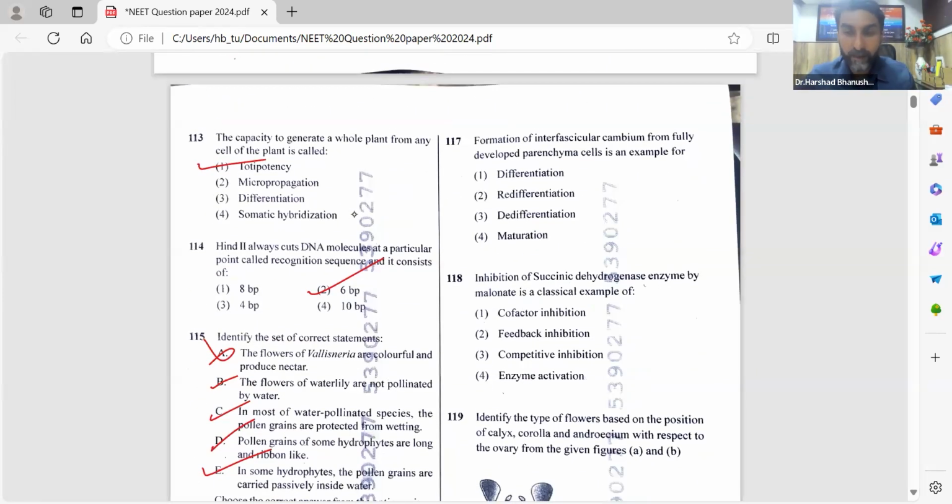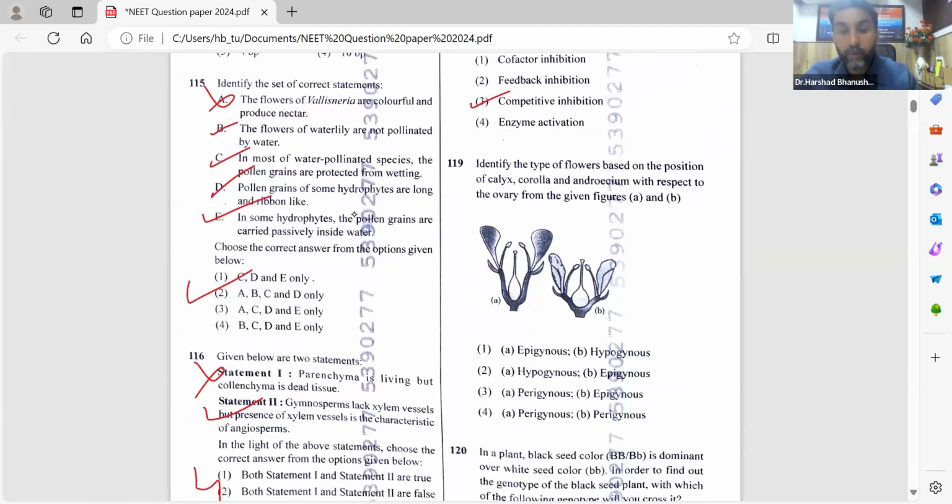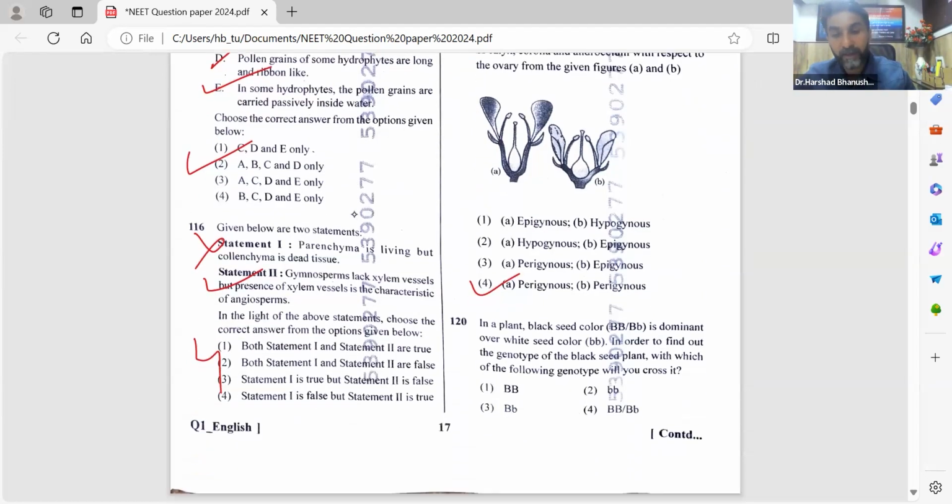Formation of interfascicular cambium from fully developed parenchyma. Parenchyma are an example of permanent tissue, and when a fully developed parenchyma forms cambium, this is an example of a process of dedifferentiation. So answer would be option 3. Succinic dehydrogenase gets inhibited because of malonate, which is a competitive inhibitor. So option 3. Both these diagrams are of perigynous flowers. So option would be 4.